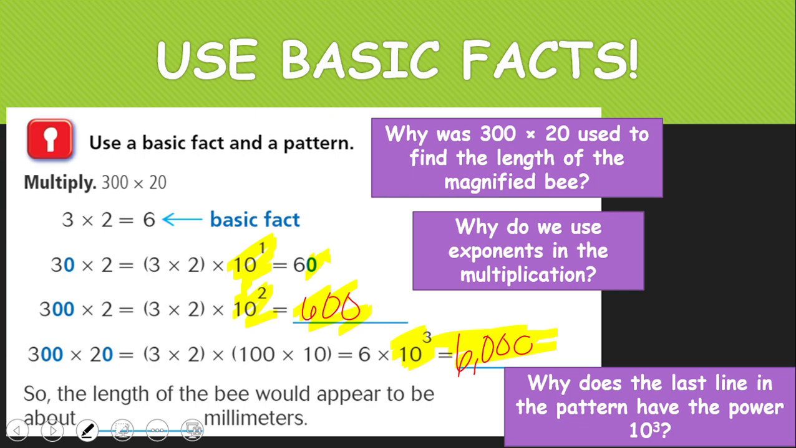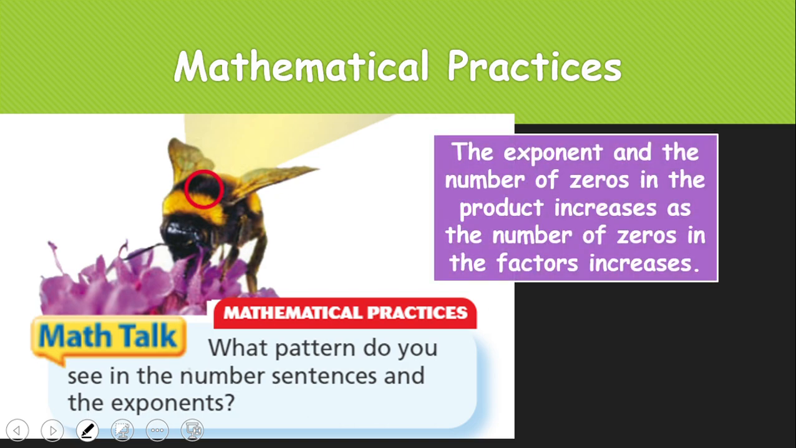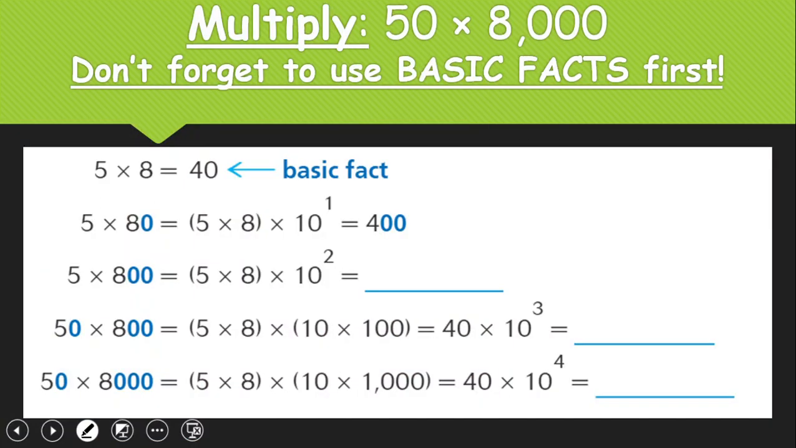And this is because 10 to the first power is just 10 times 1, 10 to the second power is 10 times 10, which is 100, and 10 to the third power is 10 times 10 times 10. So the exponents and the number of zeros in the product increase as the number of zeros in the factors increase.